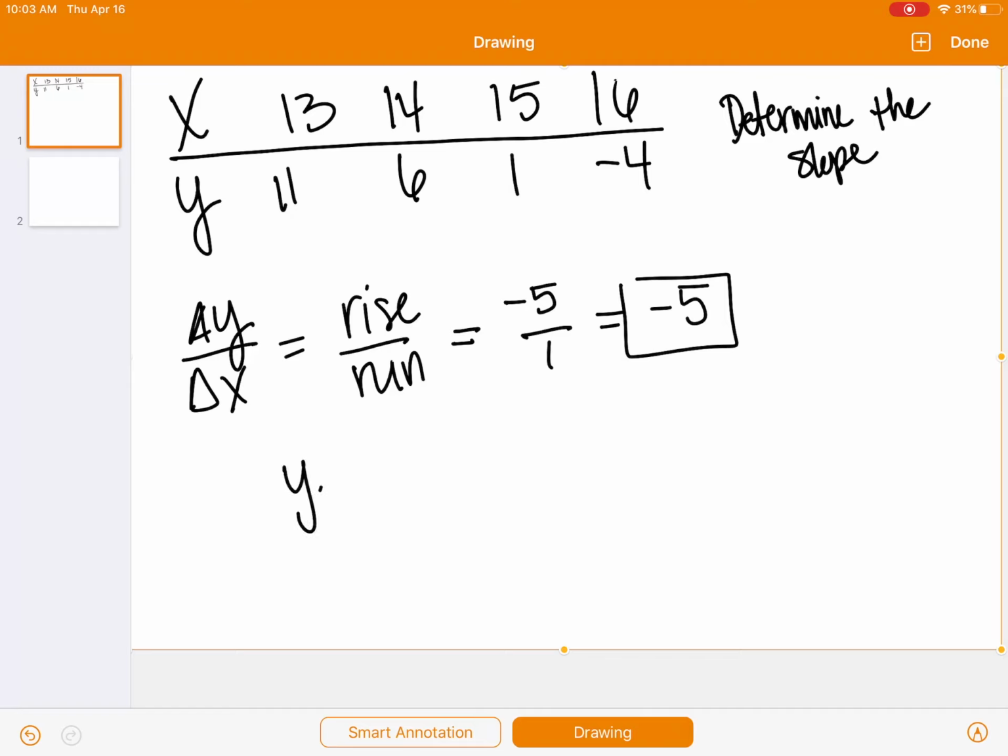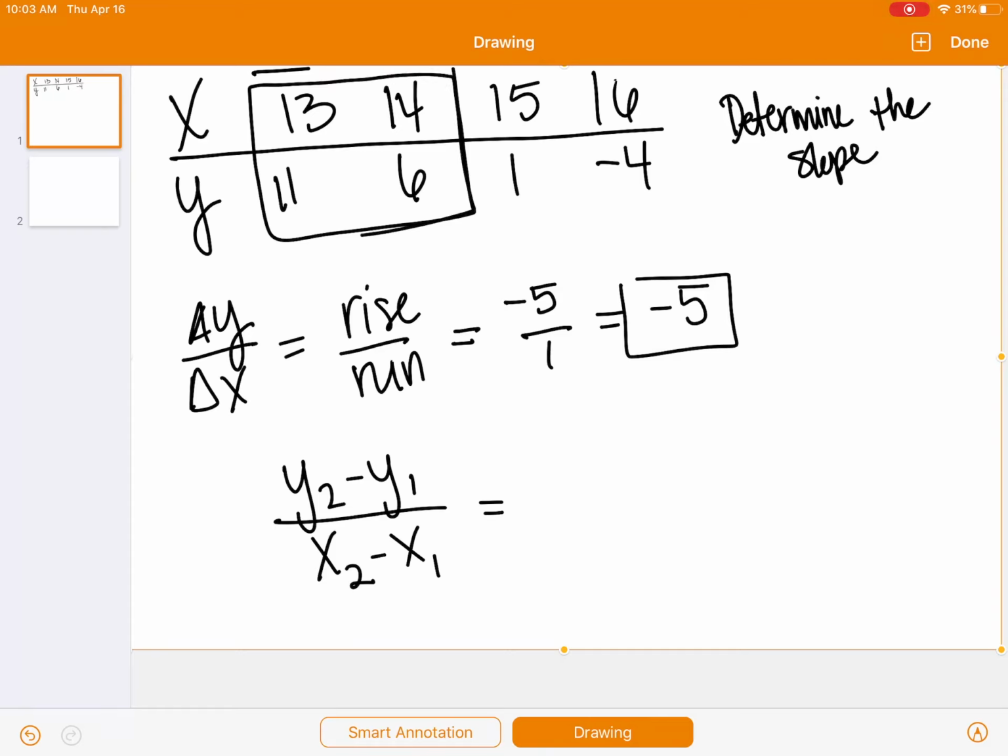So the equation that I'm talking about is if you take any two y values, y2 minus y1, and divide them by x2 minus x1, then you can solve for the slope there as well. So we're going to take these two x and y values up here, the first two in that chart. And so the second y value, this would be y2, and the first y value, this would be y1, would just be 6 minus 11.